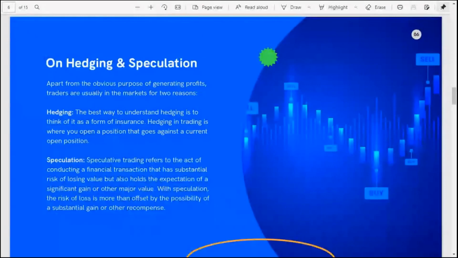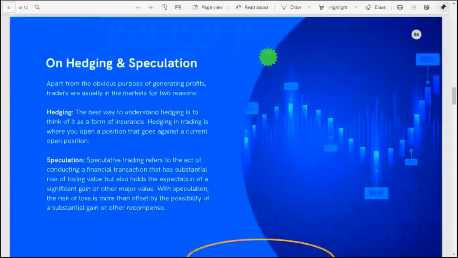Now, speculative trading. Speculative trading refers to the act of conducting a financial transaction that has a substantial risk of losing value, but also holds the expectation of a significant gain or other major value. With speculation, the risk of loss is more than offset by the possibility of a substantial gain or other recompense.